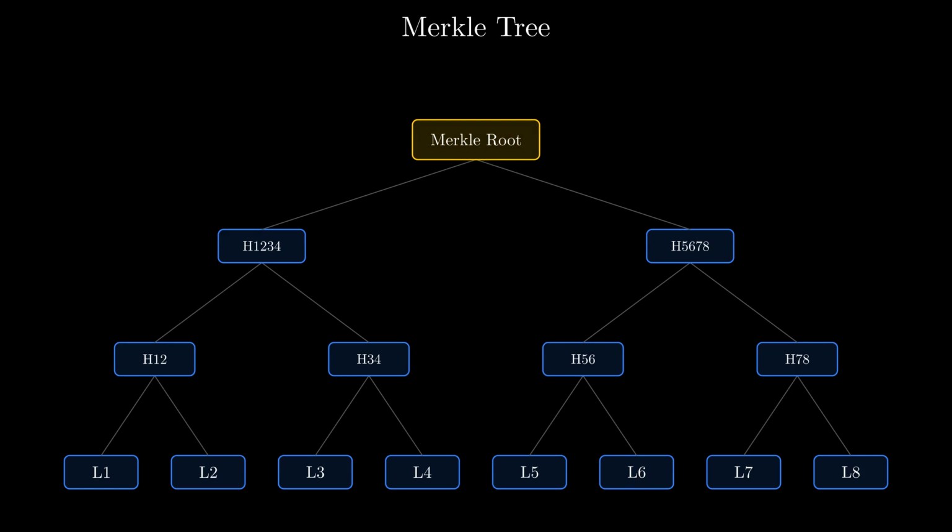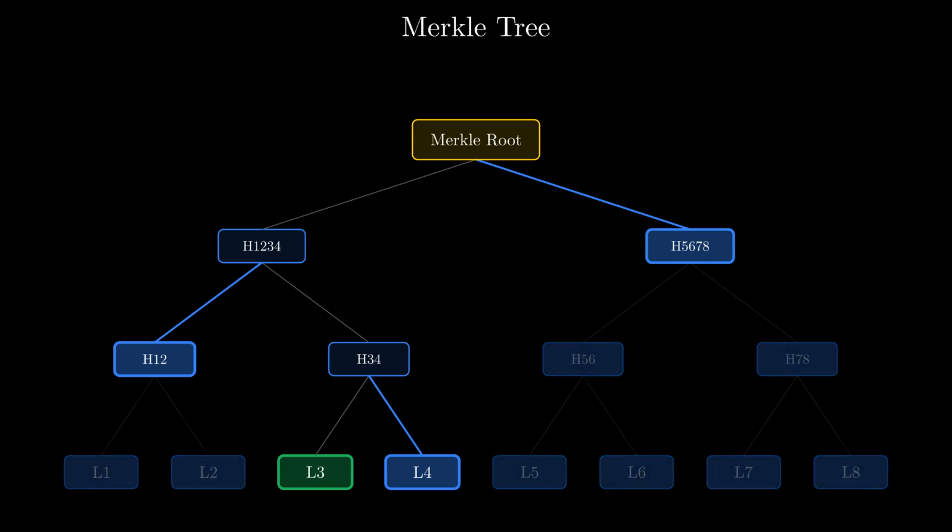Here's the crucial property. To prove that one specific leaf belongs in the tree, you only need that leaf plus the sibling hash at each level on the path to the root. Every other branch stays hidden. Anyone can verify the proof by rehashing up the path and checking it matches the root.